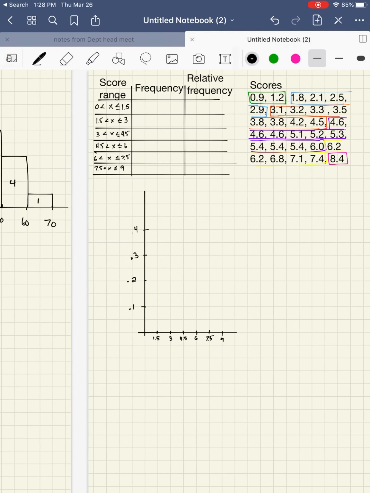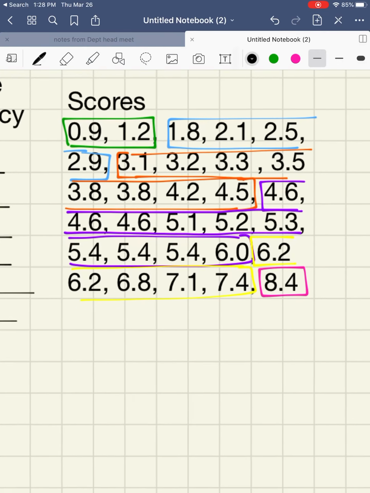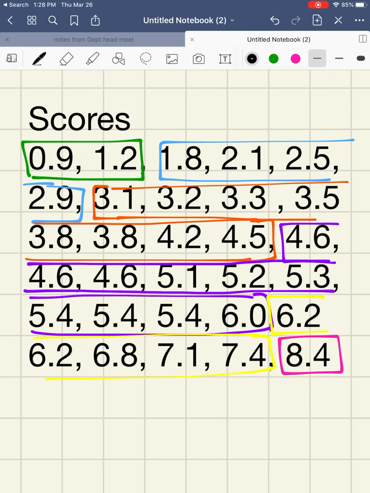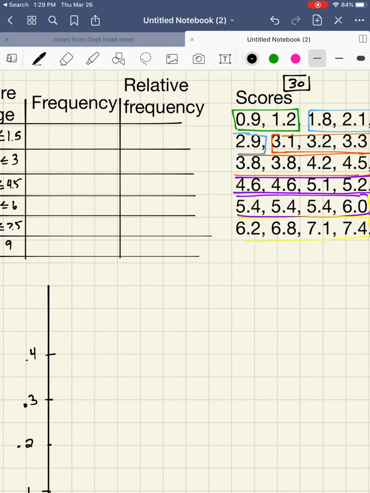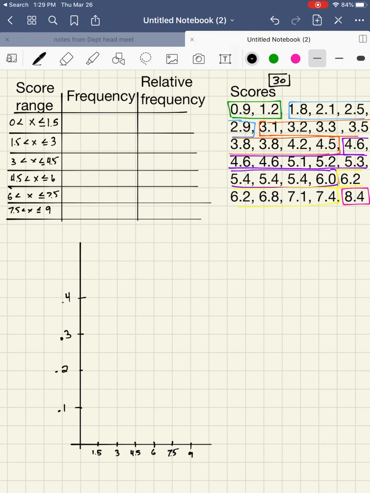Now, on this next example, I have a group of 30 scores. So the total number of scores is 30. And I've already chosen some intervals here. There's a bunch of decimals. Not everyone likes decimals, but we don't need to worry about that, because again, we're going to sort these by the range of values that they fall in.